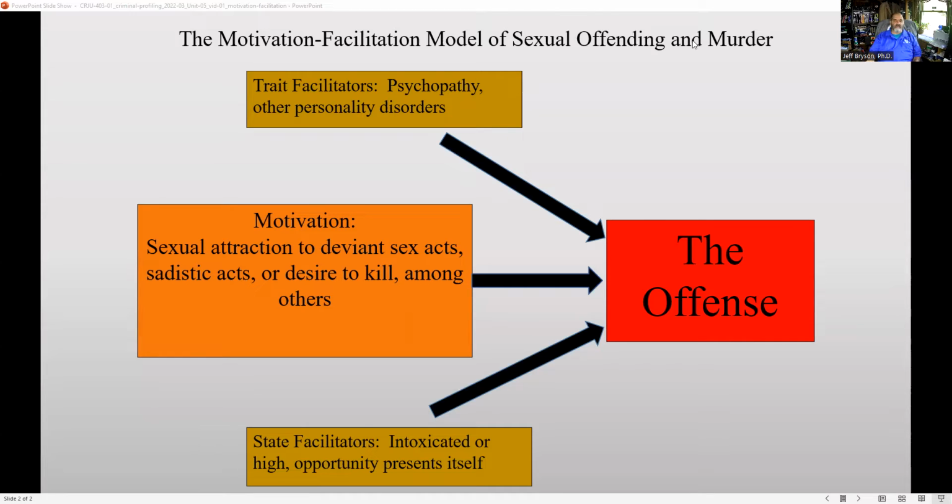That would include antisocial personality disorder, borderline personality disorder. A person may have an angry personality. That's going to be a trait. Or they might just be angry in the moment. That's a state. So some of the state facilitators, meaning this is a state that they are in at the time that they committed their offense, would be that person is intoxicated or high.